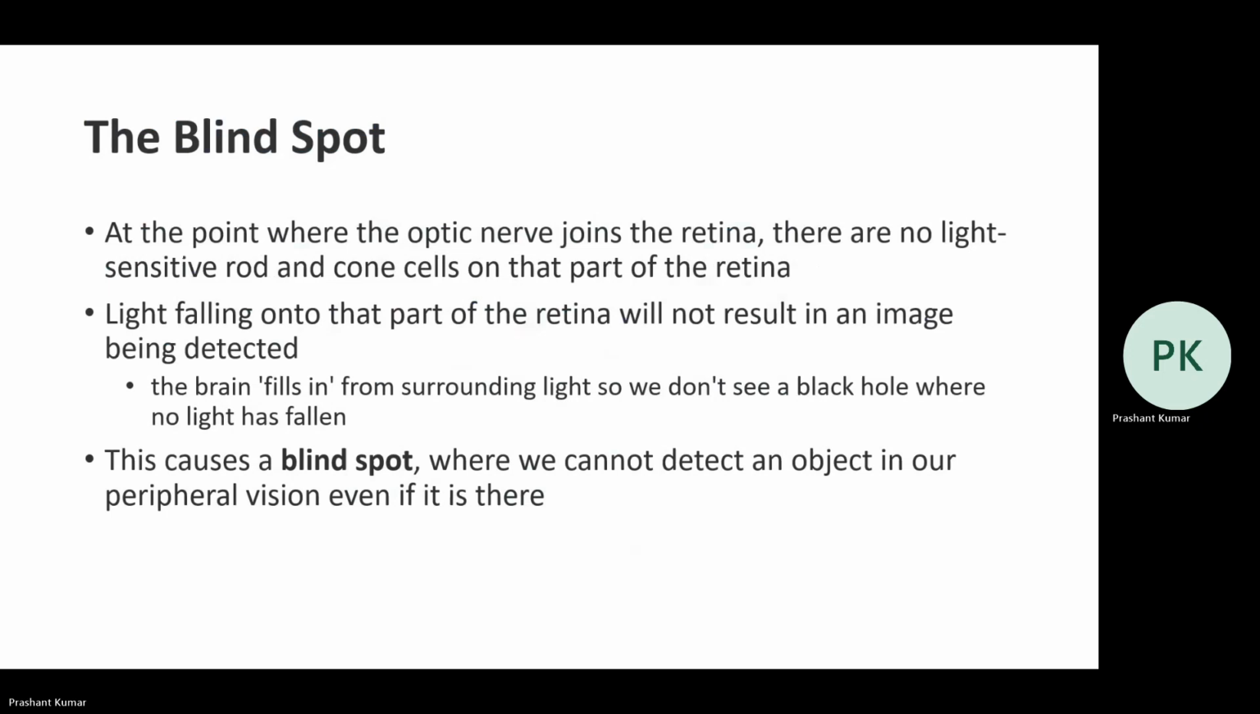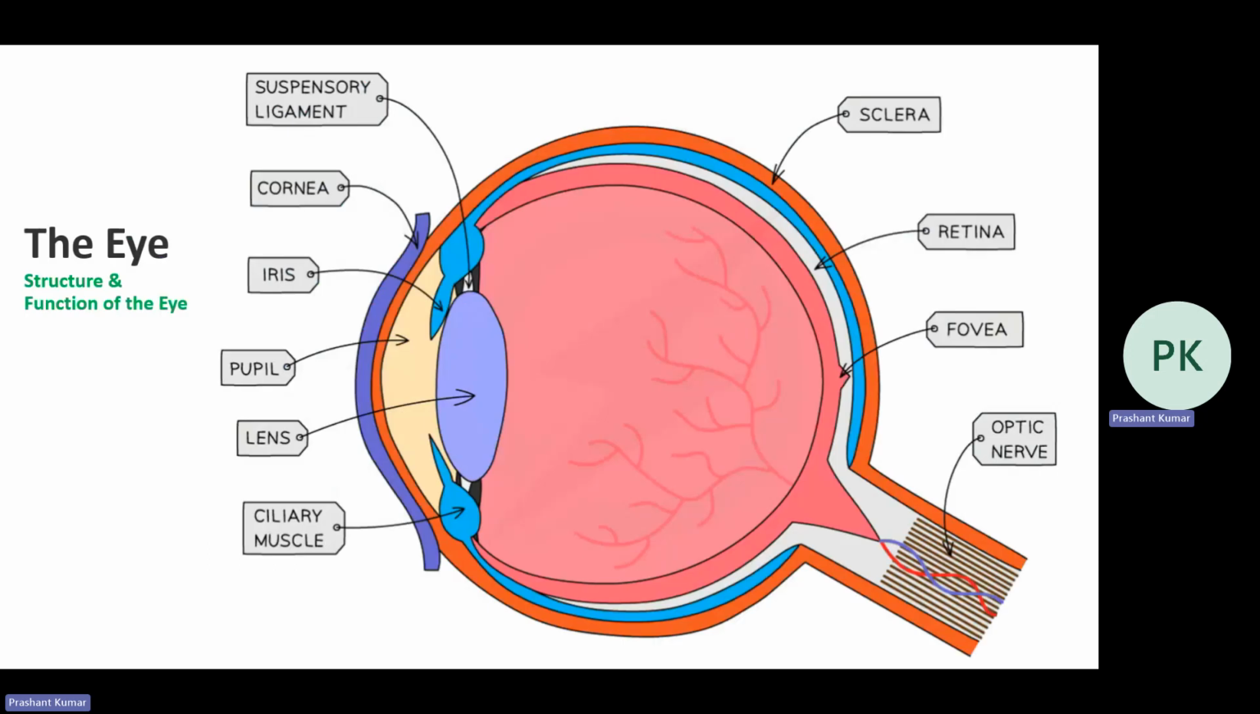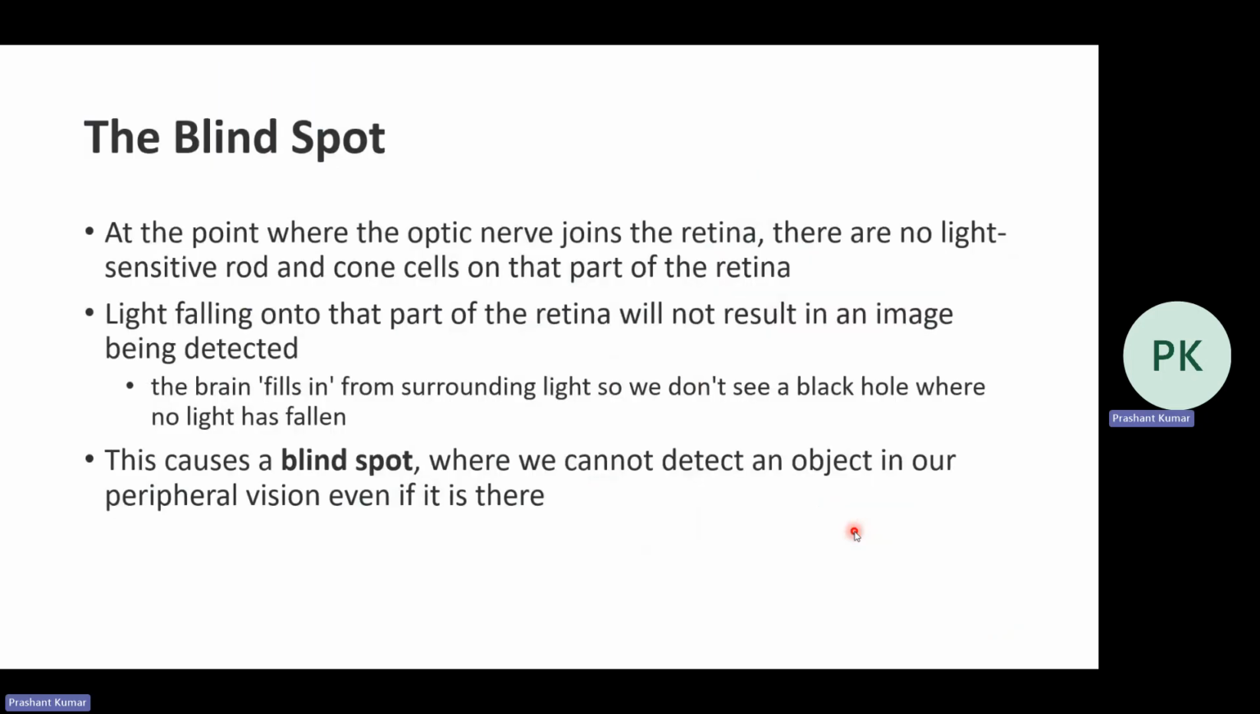Blind spot. Okay, this is very important. Let me show you where the blind spot is. The blind spot is the area on the retina from where the optic nerve comes out, right? If the light falls at this blind spot point, you can't see that object because the optic nerve joins the retina. There are no light sensitive cells there. So of course, nothing will be sensed.